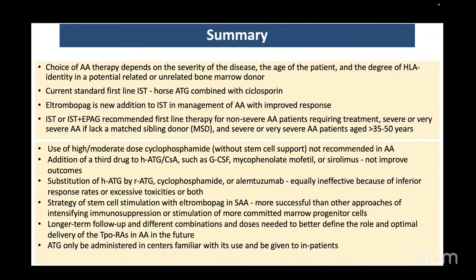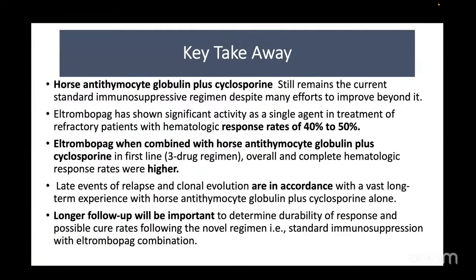Strategy of stem cell stimulation with eltrombopag in severe aplastic anemia is more successful than other approaches of intensifying immunosuppression, and longer term follow-up and different combinations and doses are needed to better define the role and optimal delivery of thrombopoietin receptor analogs for aplastic anemia in the future. And we must not forget that ATG should be administered in centers familiar with its use and to be given to admitted patients as well.